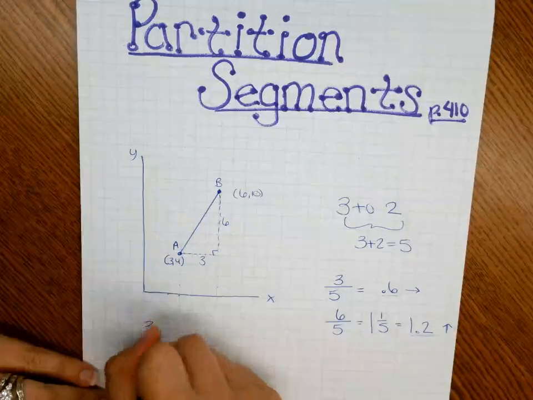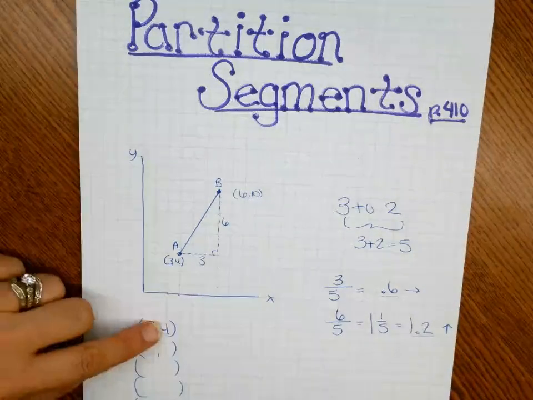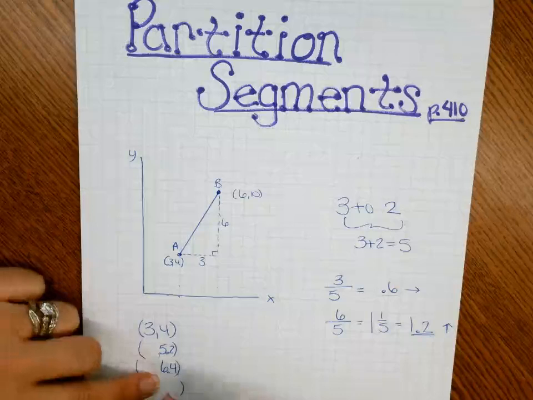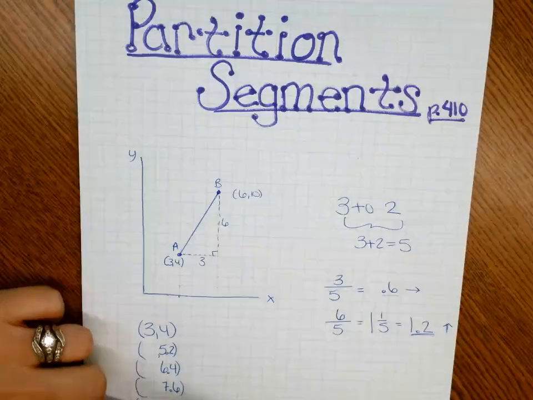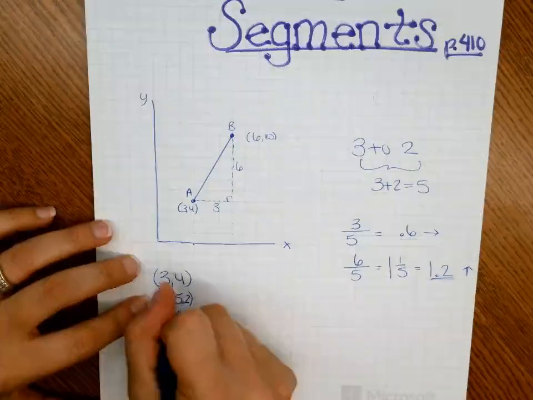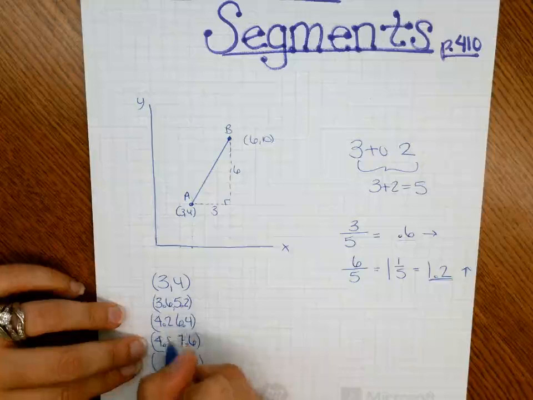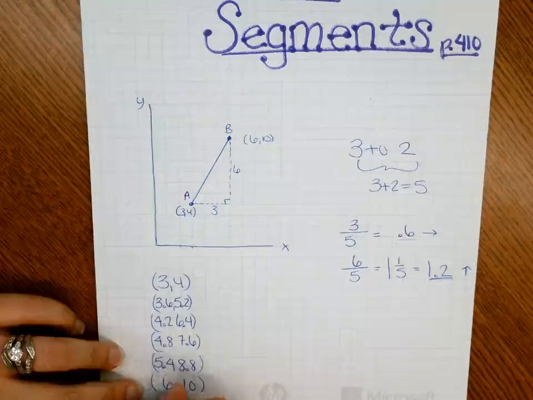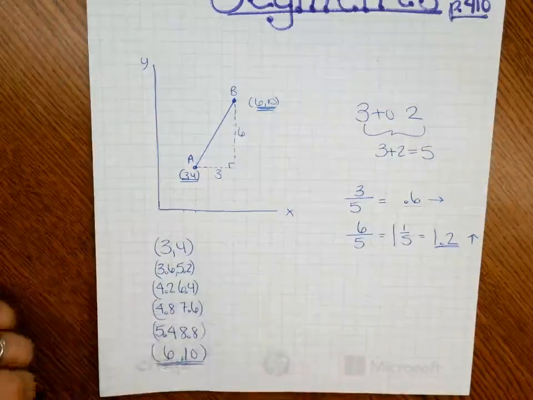So my coordinates, if I'm following this, rise, my 4 plus 1.2 is 5.2, plus 1.2 is 6.4, plus 1.2 is 7.6, plus 1.2 is 8.8, plus 1.2 is 10. 3 plus 0.6 is 3.6, 4.2, 4.8, 5.4. Plus 0.6 is 6. And we're now up to this number, right? We started here, we got to here, following this pattern.